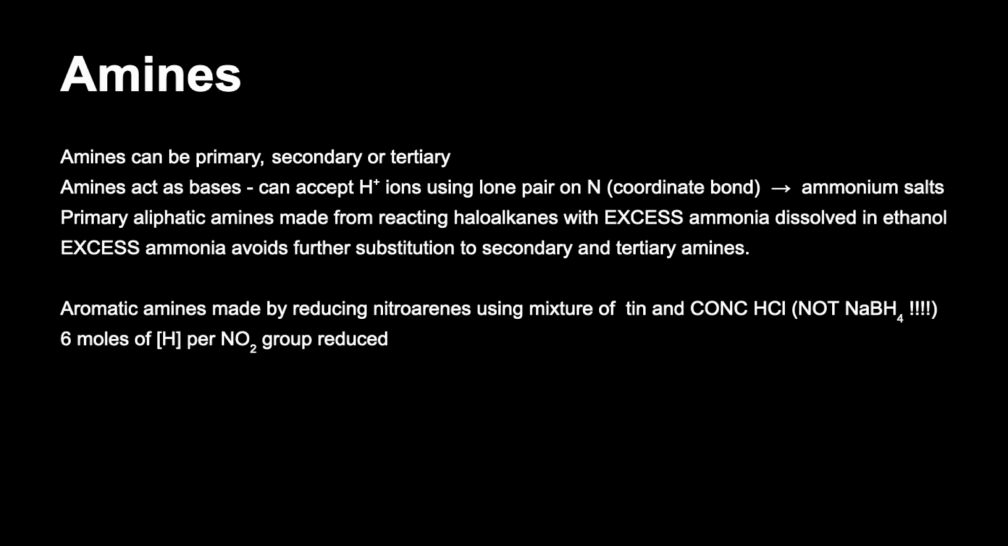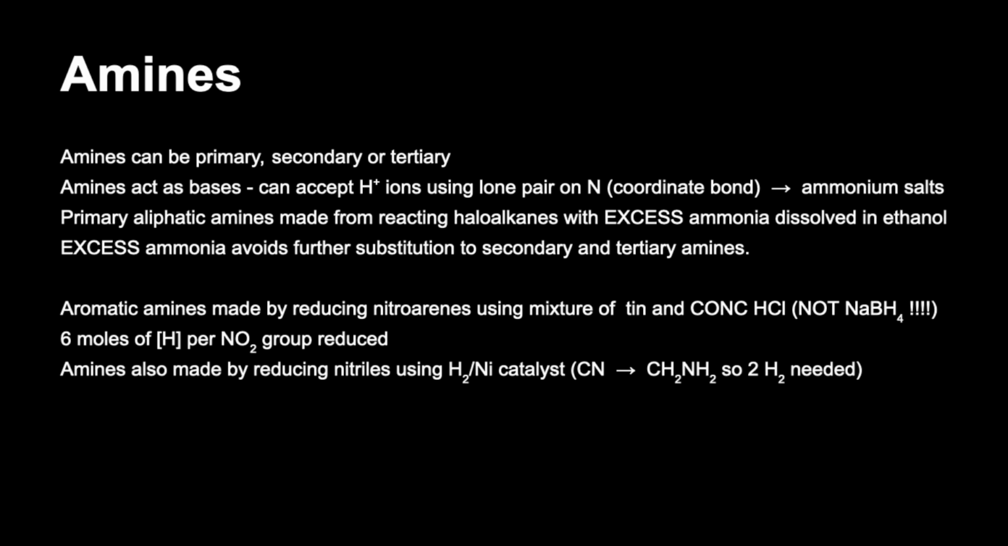In the reaction, you need 6 moles of reducing agent per NO2 group reduced. You can also make amines by reducing nitriles. I've got a slide about nitriles coming up, and we use hydrogen and a nickel catalyst for that one. So the CN, the nitrile group, becomes CH2NH2. So you can see you've got 4 more hydrogens there, so you need 2 moles of hydrogen in the equation.